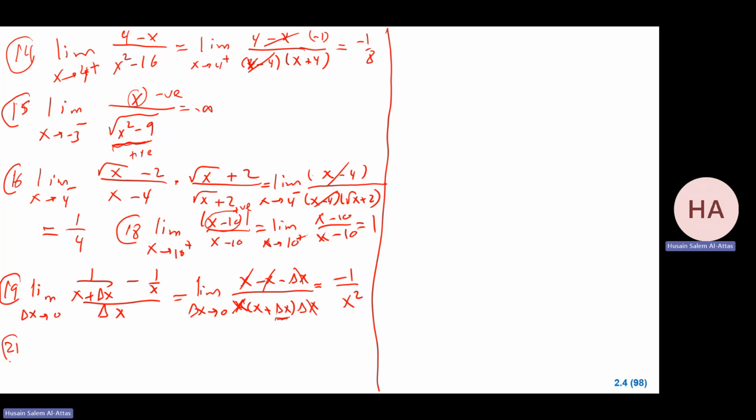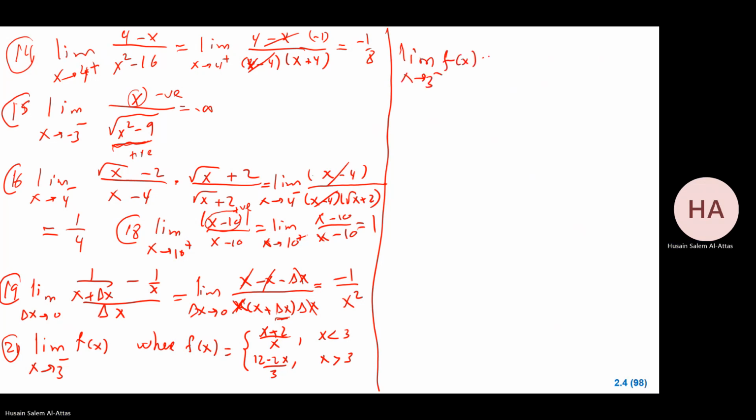Now 21, the limit as x goes to 3 from the left of this function, where f of x is what? It's this function: x plus 2 over x if x is less than 3, and 12 minus 2x over 3 if x is greater than 3. So when you talk about the limit as x goes to 3 from the left, that means I am on this side, so I will use this function. If I substitute, I'm getting a value. So we can just substitute: 3 plus 2, which is 5 over 3.